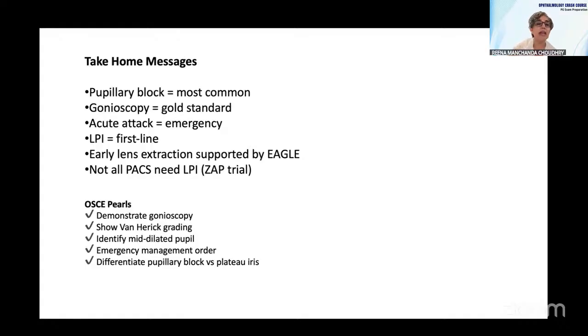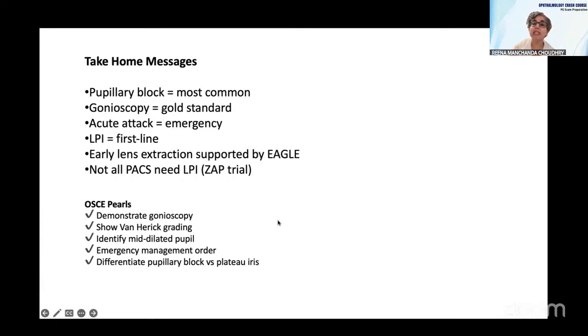Gonioscopy remains the gold standard. The acute attack of glaucoma is an emergency and should be treated ASAP. And laser peripheral iridotomy still remains the first line of treatment. Early lens extraction is supported by EAGLE, but we are promoting right now early cataract extraction and not clear lens. And not all PACS eyes need the laser peripheral iridotomy, only the high risk eyes.